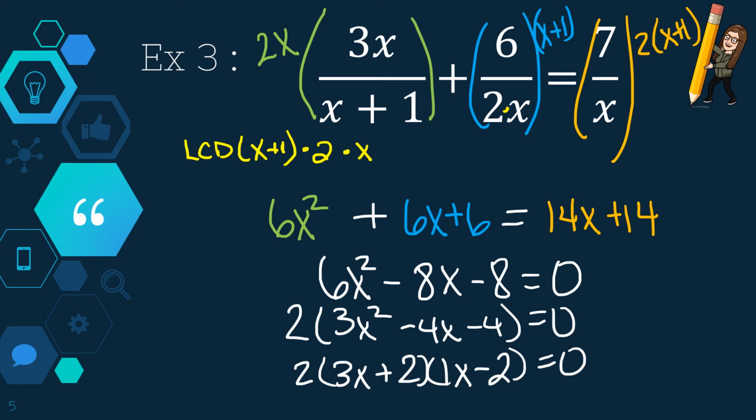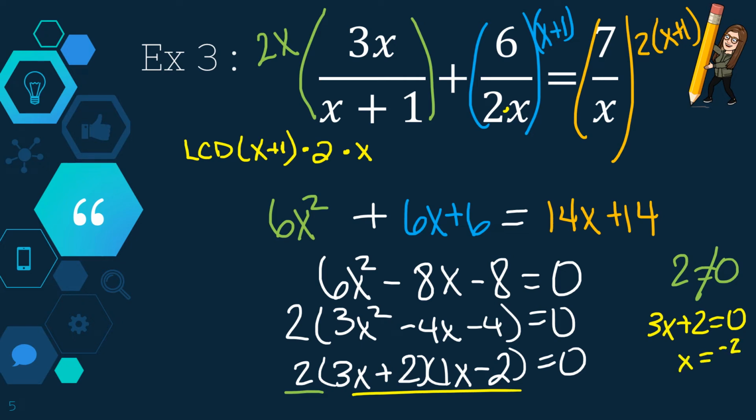All right. Let's set each factor equal to 0 and solve. I'm going to have 2 equal to 0. That's not true. So we don't even need that GCF because it's a single value. It's not a variable. 3x plus 2 equals 0 gets me x equals negative 2/3. And my last one would be x equals 2, because I'm just going to add that 2 over.